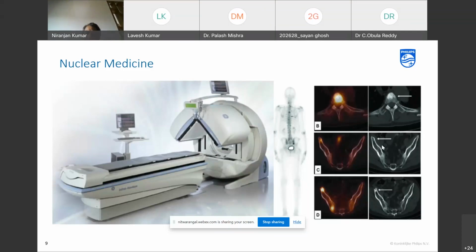Actually, I have one query, sir. The intensity of the nuclear radiation which passes to the human body: is there any fixed kilogram of the radiation that we pass, or how do you decide how much intensity of radiation should be passed onto the body? Yes, there is a big standard for how much we should give for this scanning.